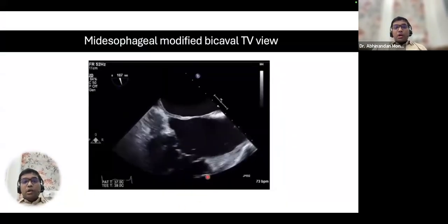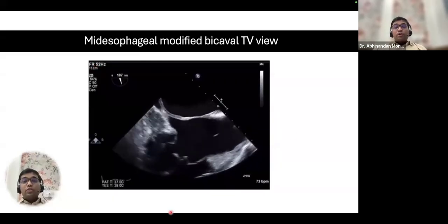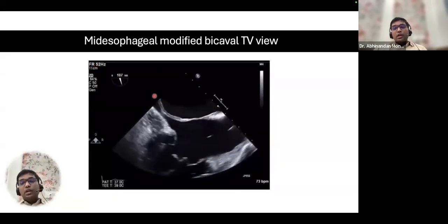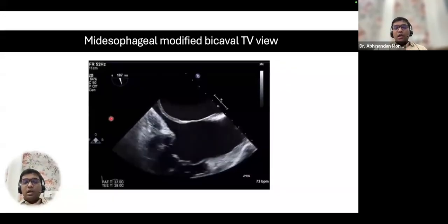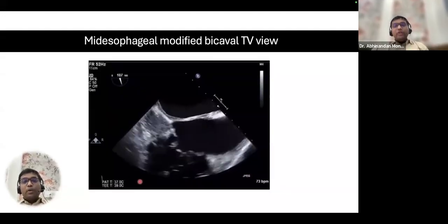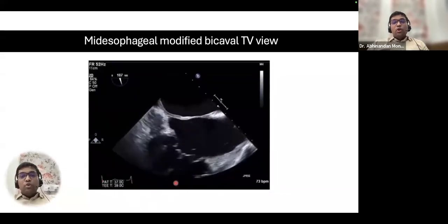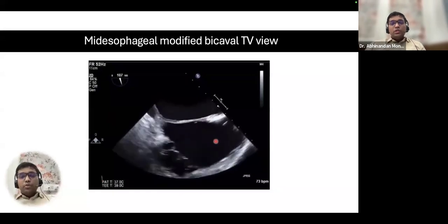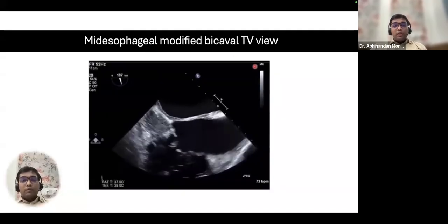Now this is your mid-esophageal modified bicaval tricuspid valve view. While mentioning this view, whenever you are being asked in any examination what is the name of the view, always don't forget to mention that this is a tricuspid valve view, because the purpose of the view is for the tricuspid valve. So always mention the complete name, that is mid-esophageal modified bicaval tricuspid valve view.